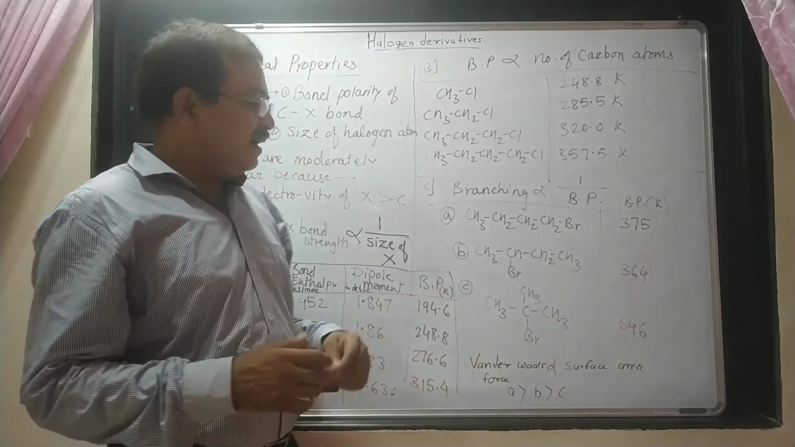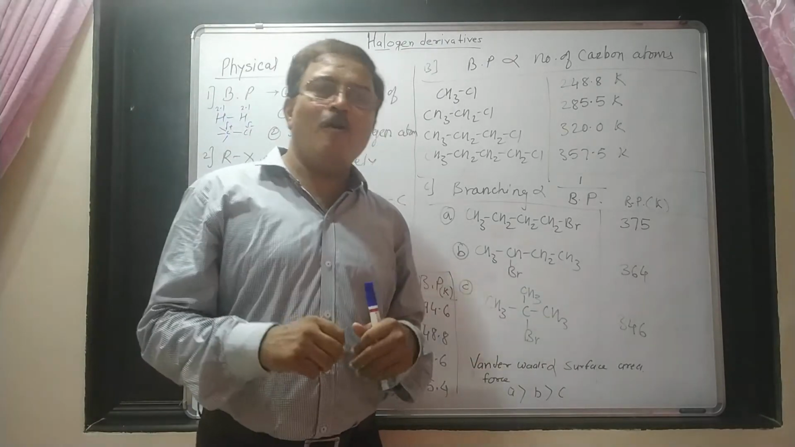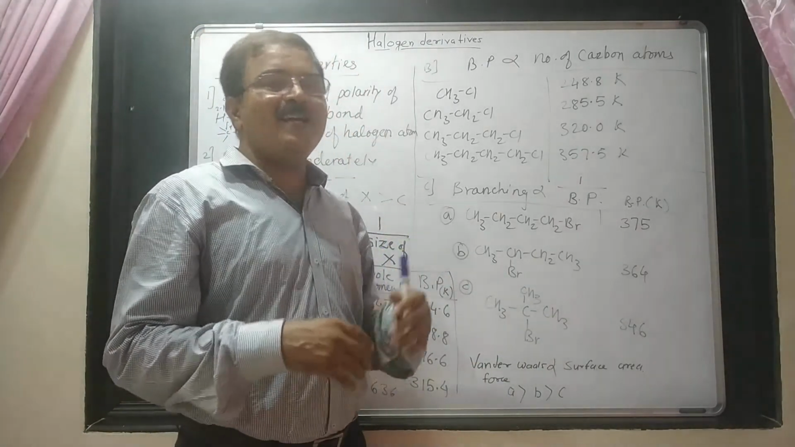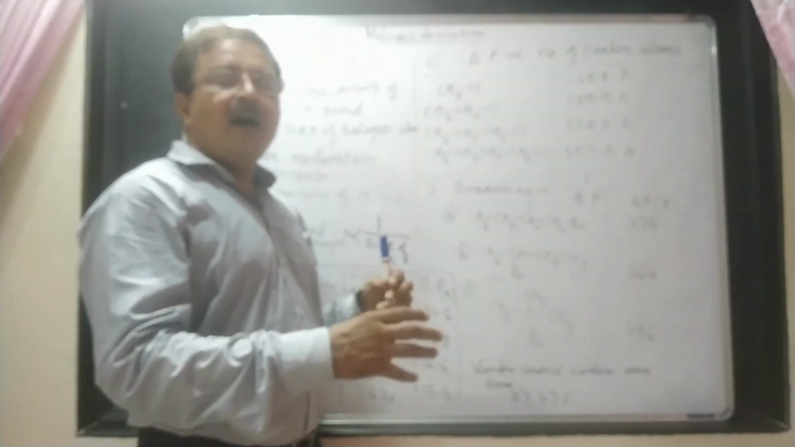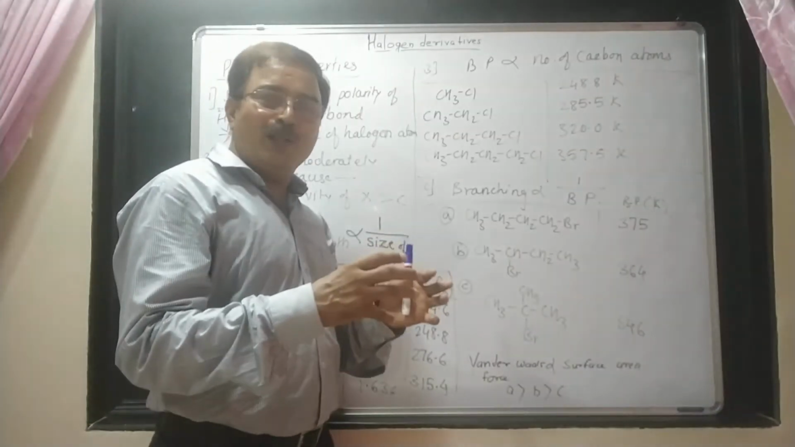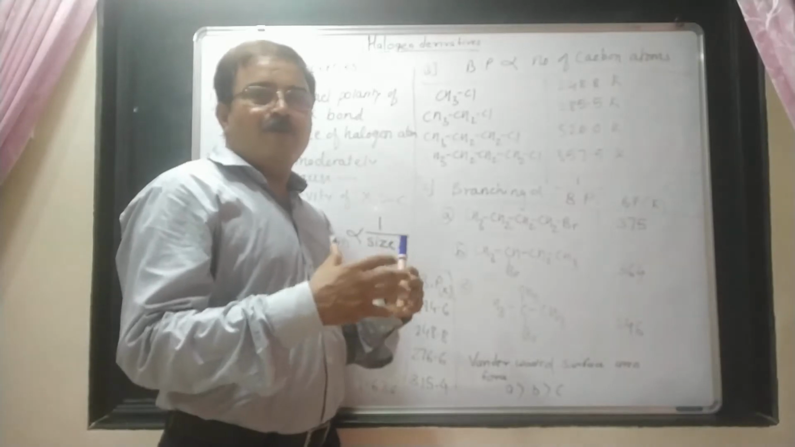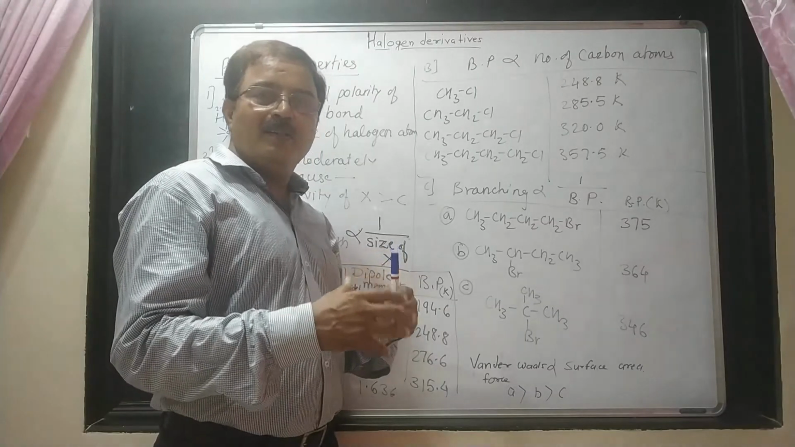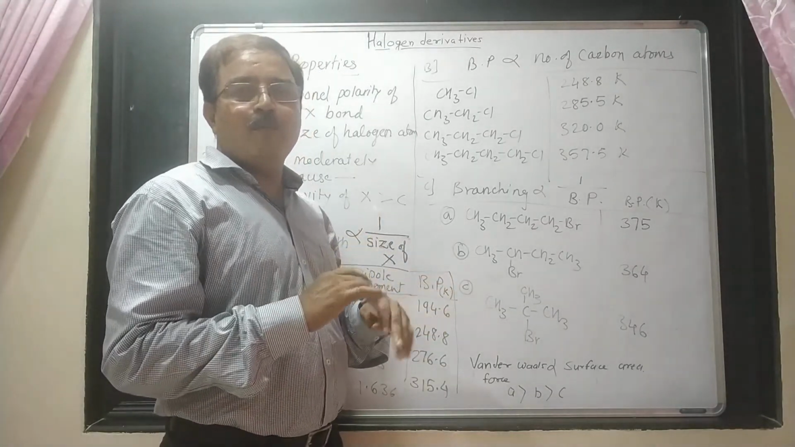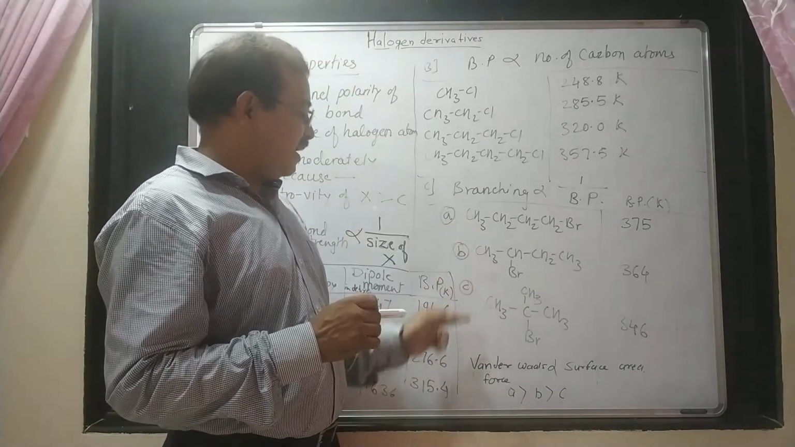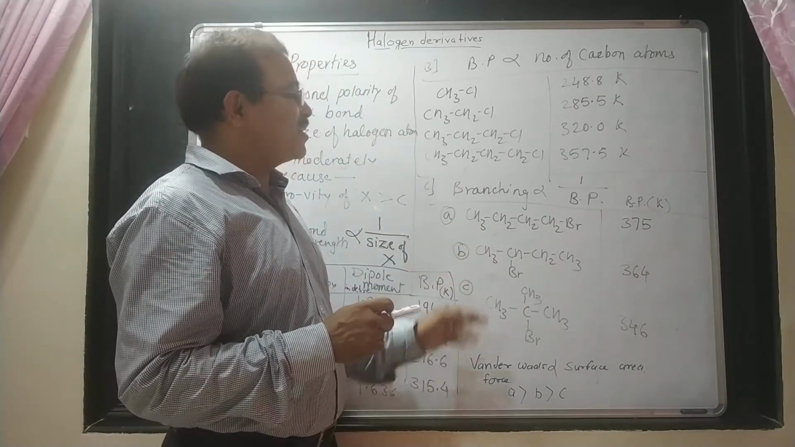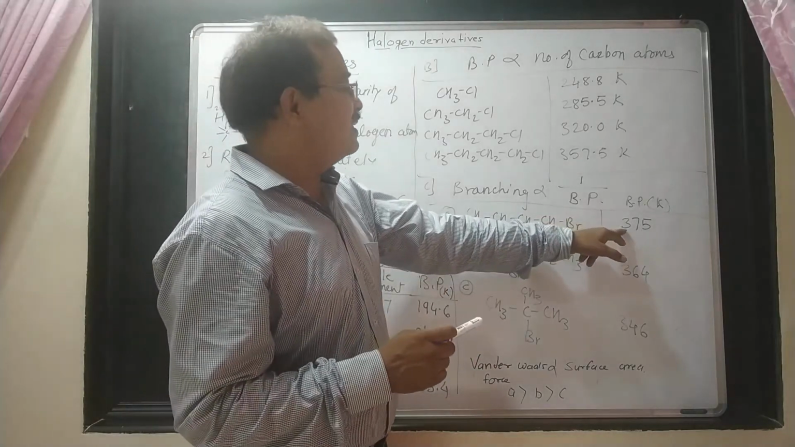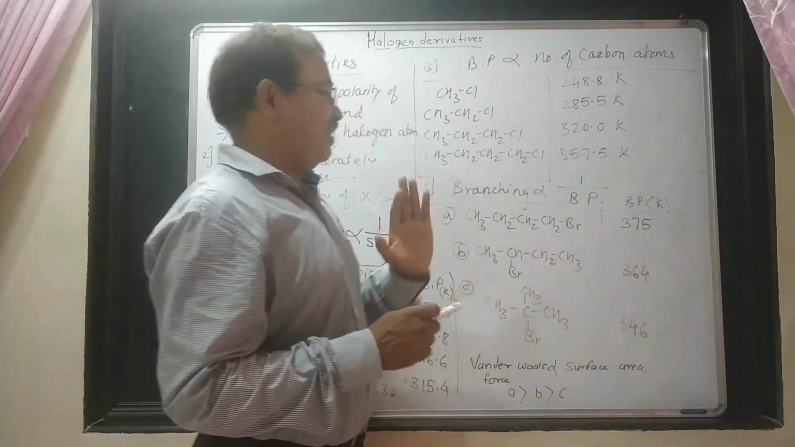So what is the relation between van der Waals force of attraction and surface area? If the van der Waals force of attraction among the alkyl halide molecules is more, the boiling point will be more. As the size of N-butyl bromide is more, the van der Waals force of attraction is more. As a result, its boiling point is 375 Kelvin.